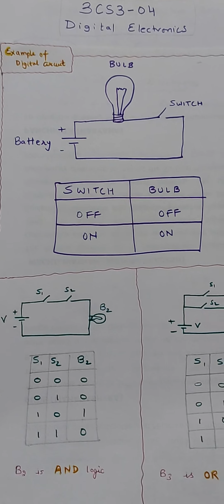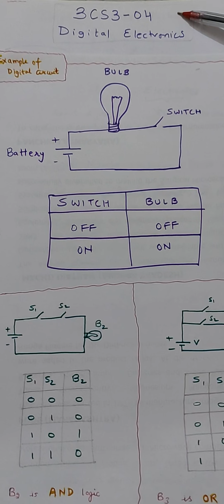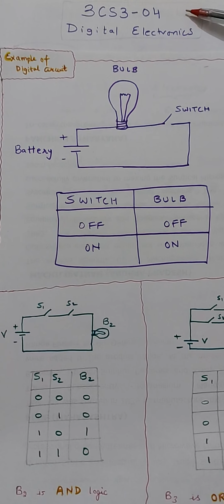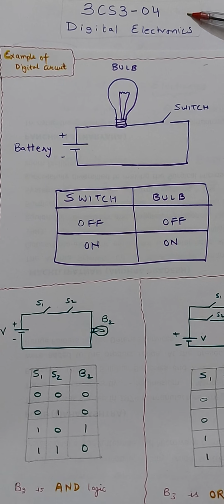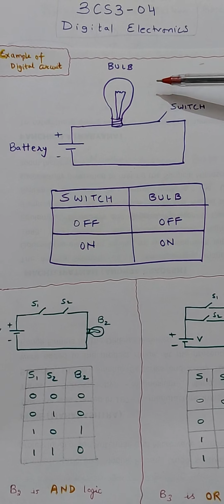This is a short video on the subject Digital Electronics, code 3CS304 for BTech Computer Science students, third semester. We'll begin with an introduction to a digital circuit.